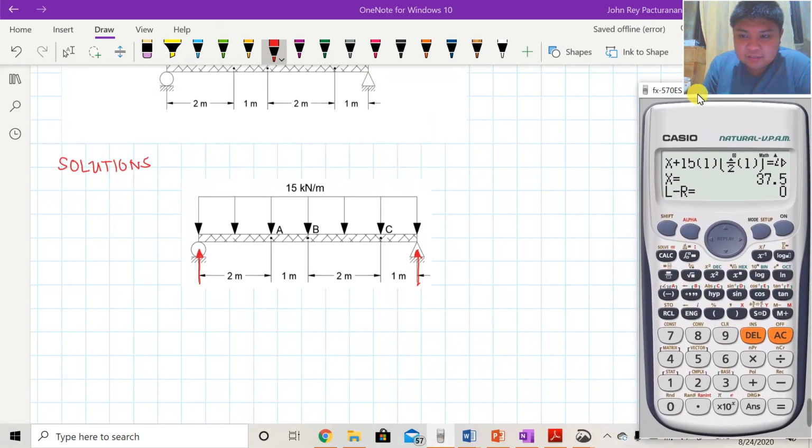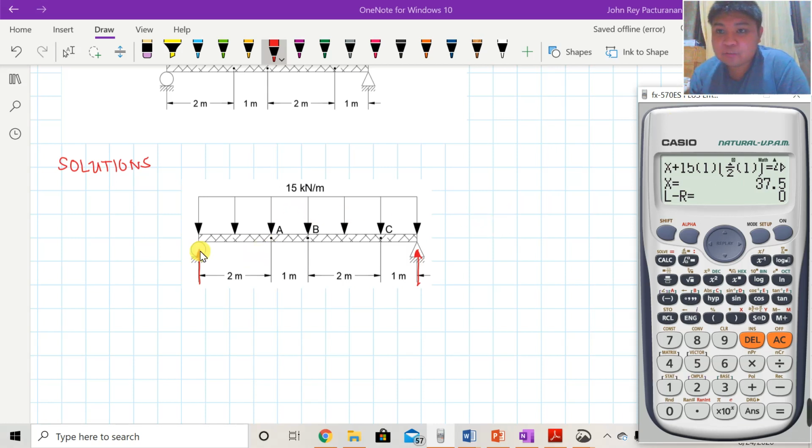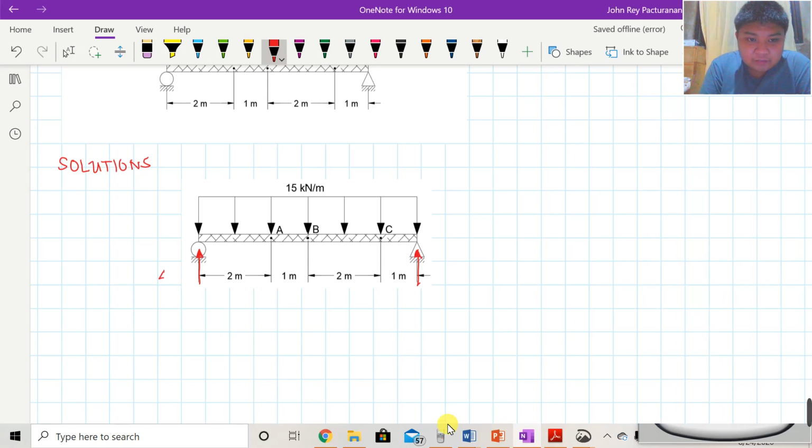So, we know, class, that the load is 15 kN per meter. The span is 6 meters. So, therefore, it's 15 times 6, that is 90. Due to the symmetry of the load, just divide it by 2. So, each support will carry 45 kilonewtons. So, this one is 45 kilonewtons, and this one is also 45 kilonewtons. So, there, we have solved the support reactions, class.